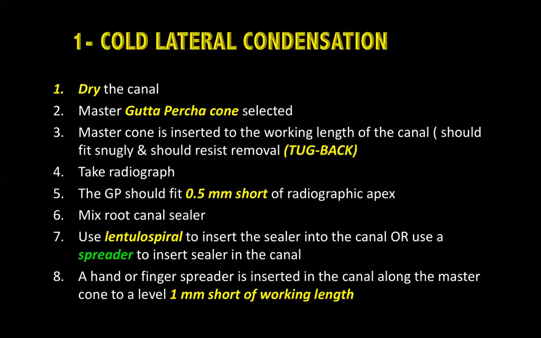This tug back is the resistance felt in the apical one-third of the root canal system. When we put a gutta-percha point in the canal, we feel resistance when we try to pull it out. If we are unable to feel the resistance, something has gone wrong, and we need to do more irrigation, recapitulation, and the same cleaning and shaping of the canals. Once we feel the tug back, we take a radiograph. On the radiograph, we see that our gutta-percha point is exactly at the minor apical constriction, which is 0.5 to 1 millimeter shorter than the radiographic apex.